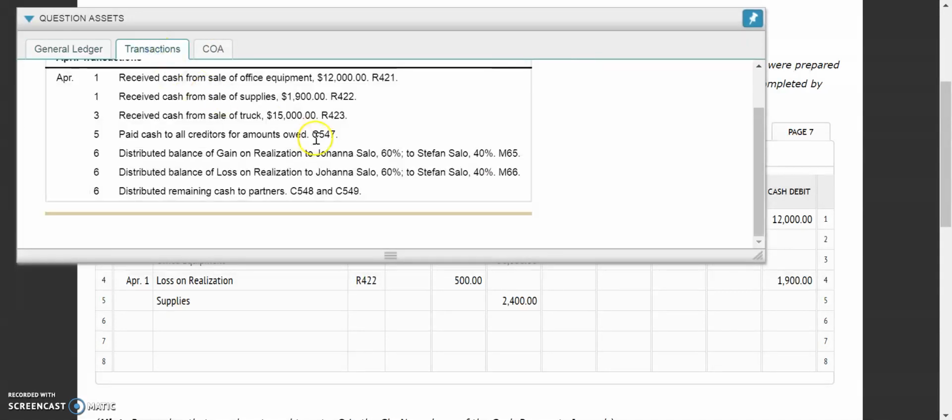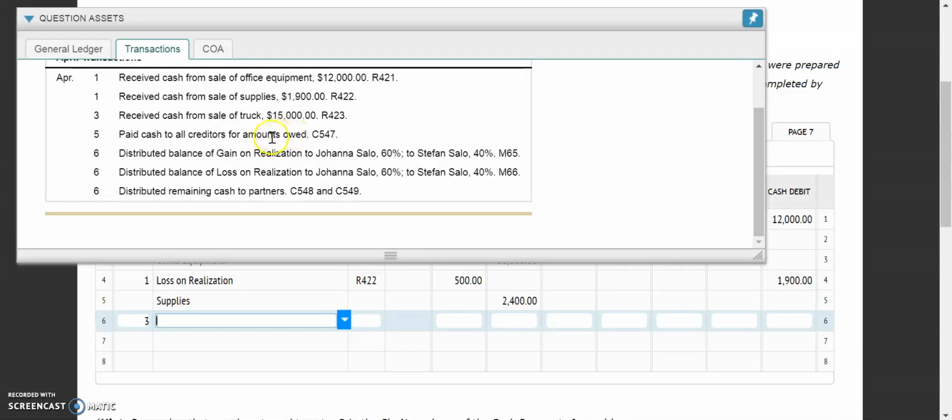So remember, we received $15,000, so this time our cash received was greater than our book value, so that means that we have a gain on our realization. So on April 3rd, I just realized I put April up here and I did not need to. On April 3rd, we have a gain on the realization of our truck.